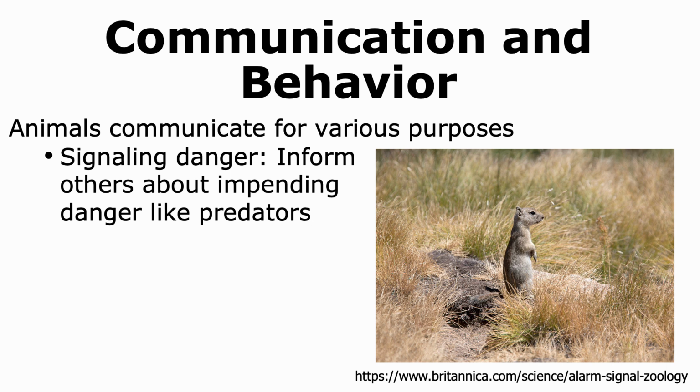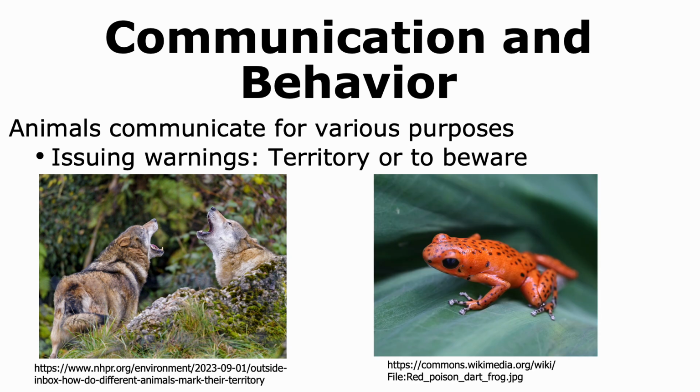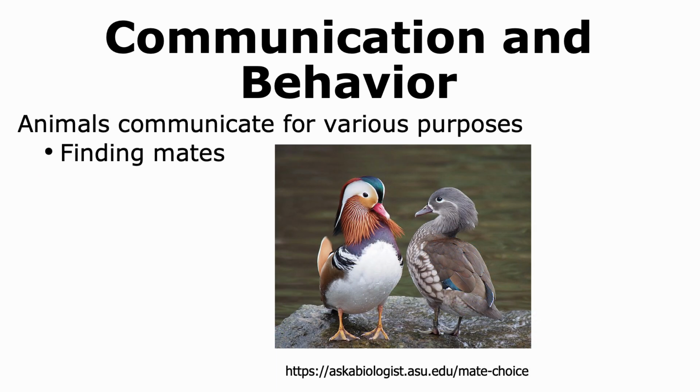Animals can also communicate with one another to signal danger. In this way, they sometimes make sounds or release chemicals to inform others about impending dangers like the presence of predators. Some animals will issue warnings through sound in order to inform others about the territory that is under their control, while others can issue warnings by displaying bright colors that inform other animals that they are poisonous. Many animals will communicate in order to find mates.